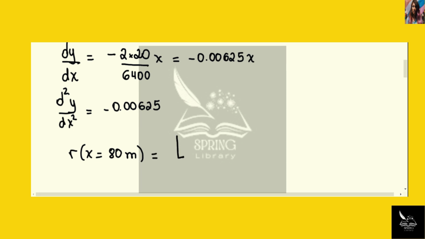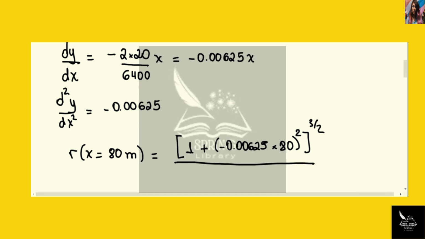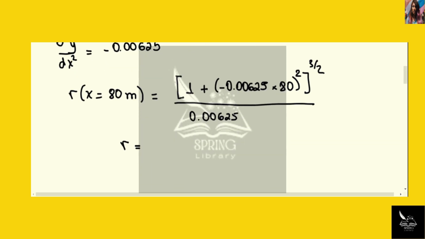So in order to do that, we have 1 plus minus 0.00625 times 80 squared, to the 3 halves, divided by 0.00625. So r is equal to 223.6 meters. This is the radius of curvature.